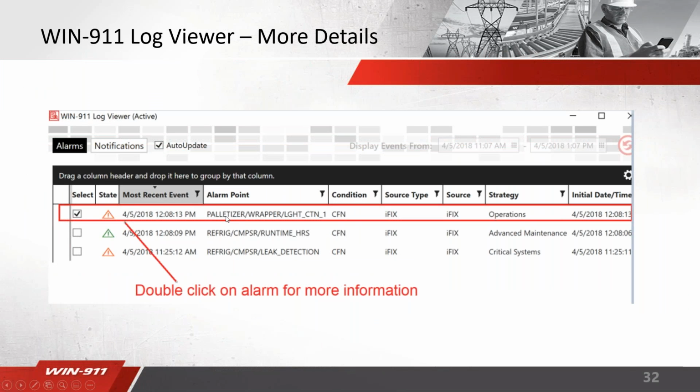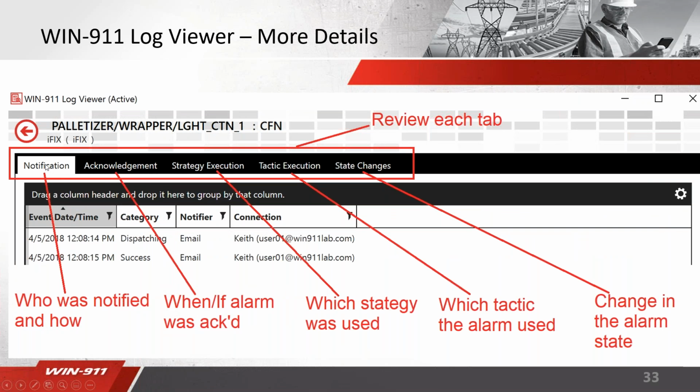So when you want to get more details about one of those alarms specifically, you can double click one of them. And like we just went through who is notified and how on the notifications tab, you can see when or if it was acknowledged, which strategy was used, which tactic did that call upon, and then any change of state.